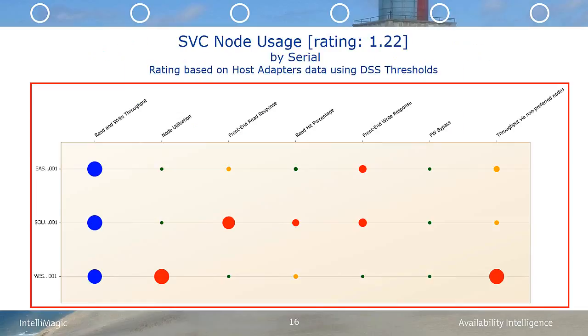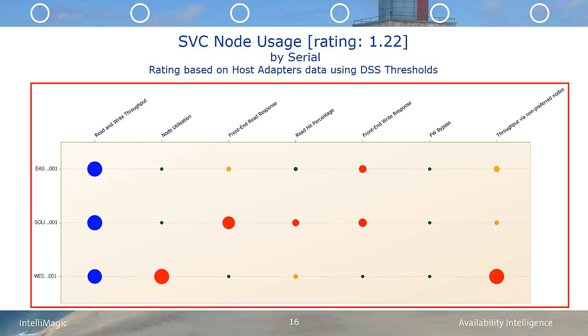In this view, you see the IntelliMagic Vision Node Performance Dashboard for IBM SVC. This dashboard provides an overview of the performance health of your IBM SVC environment based on ratings of the health of the key risk indicators. Along the y-axis, it shows the different SVC and V7000 clusters, and along the x-axis, it displays the key risk indicators.